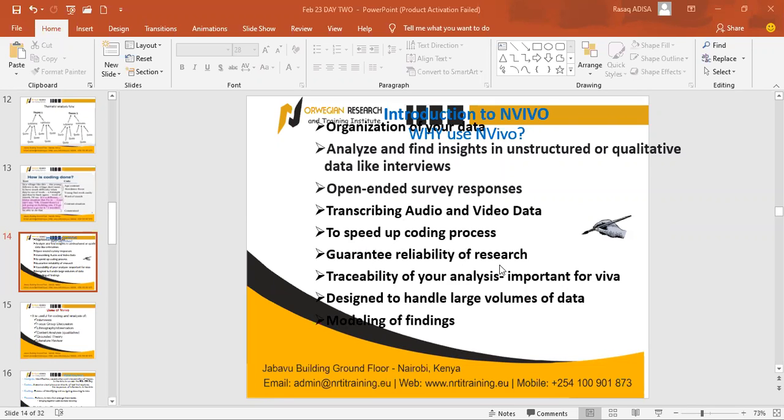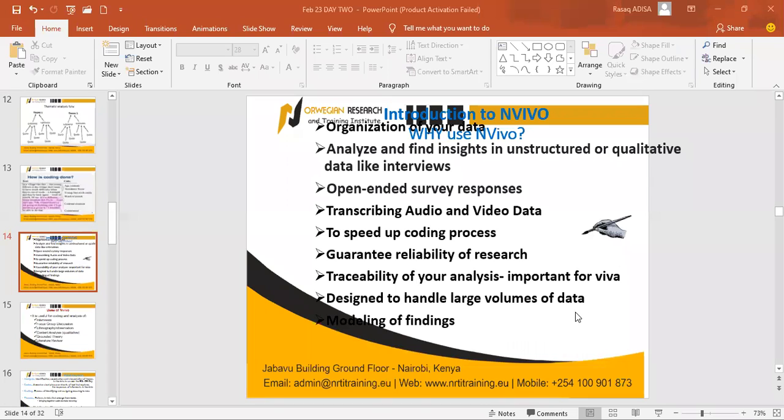It speeds up the coding process. It guarantees reliability of research, the reliability of research that we discussed yesterday. Software like Nvivo can guarantee it, because what scholars usually complain about in qualitative research is the reliability. So the coming of the software guarantees that. Then they said traceability of your analysis is important for Viva. For those of you who are doing academic research, when you do your analysis in the software, you can always go back to it, especially if you have access to it, and redo and reconvert and do all the corrections that will emanate from the Viva.